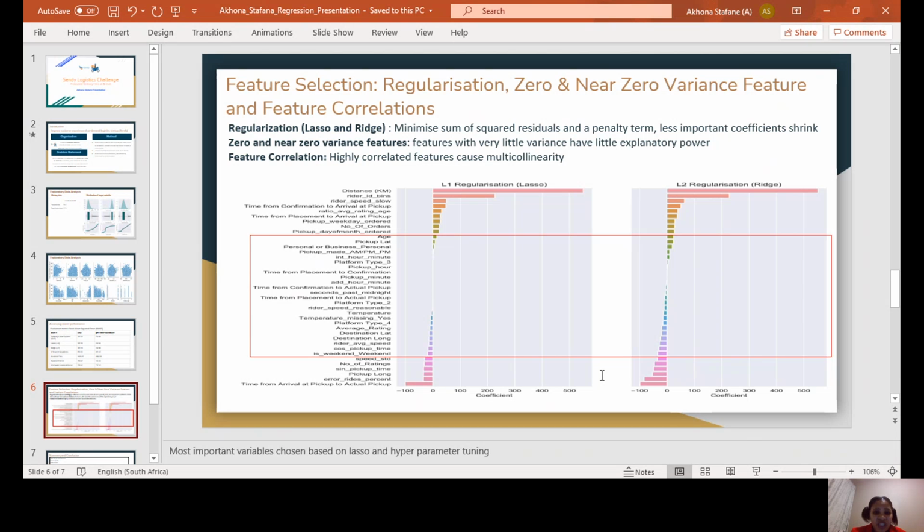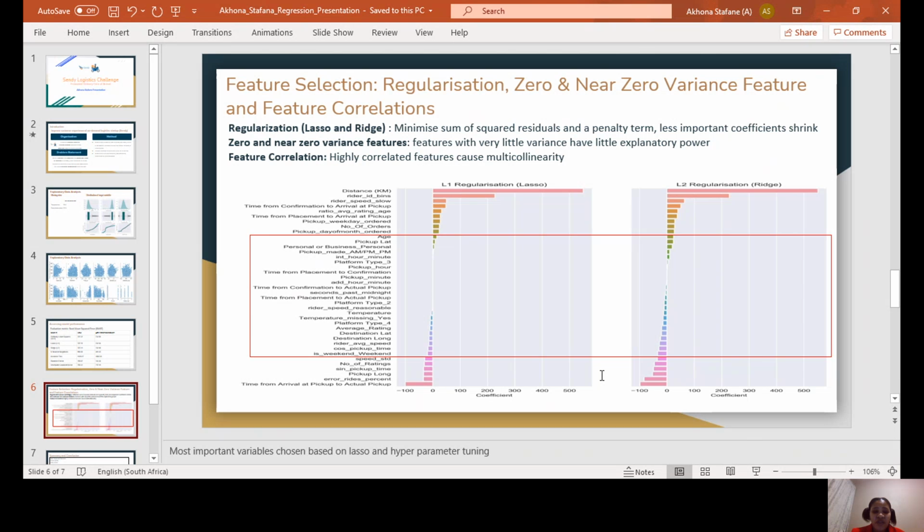I then looked at feature selection using regularization, zero and near zero variance features, and feature correlation, as mentioned already. The aim of regularization is to minimize the sum of squared residuals and a penalty term whereby less important coefficients shrink, and then we take the coefficients that still have large magnitude as our final variables.